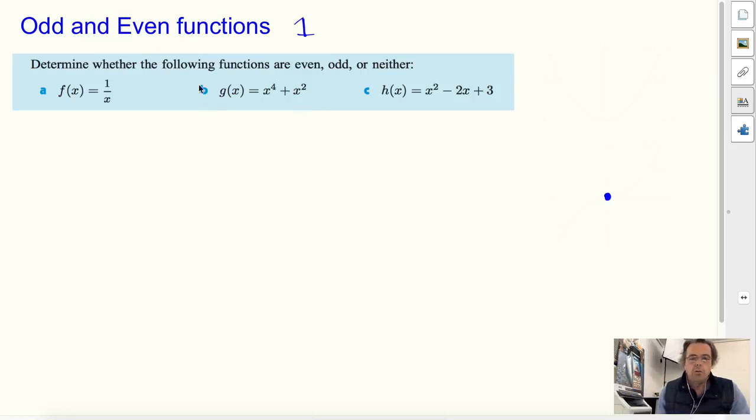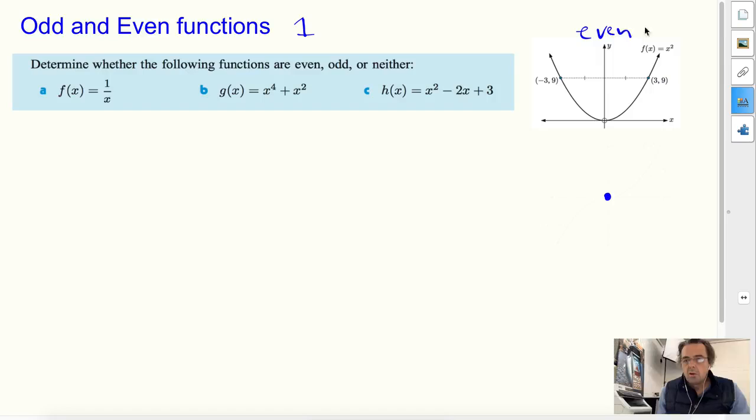Now, an even function is a function that is symmetrical about the y-axis, and that looks, for instance, like this function here. See, whatever goes on the right-hand side of the y-axis, it's reflected in the left-hand side of the y-axis. So to say, there's a symmetry. So that one's even.